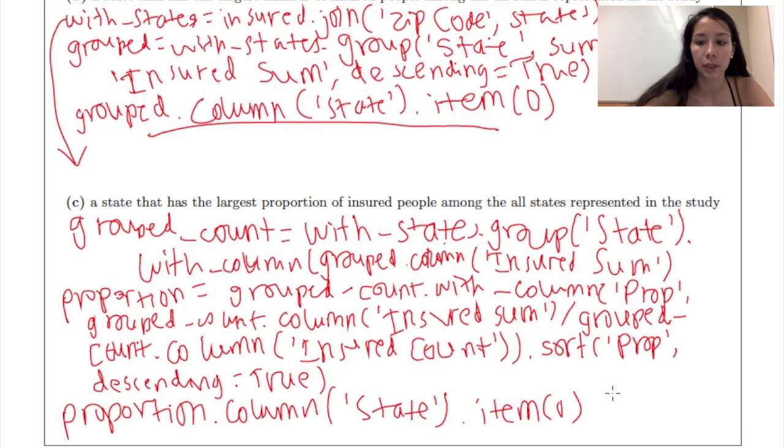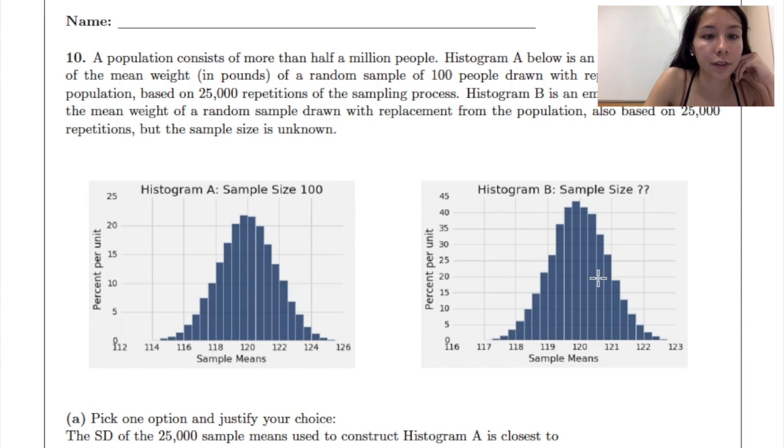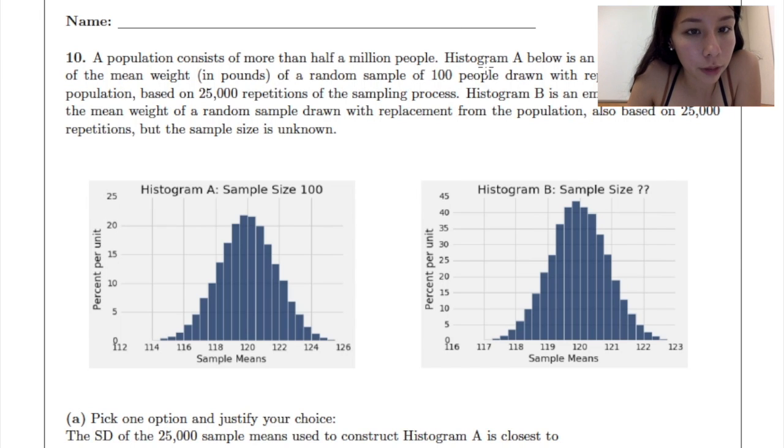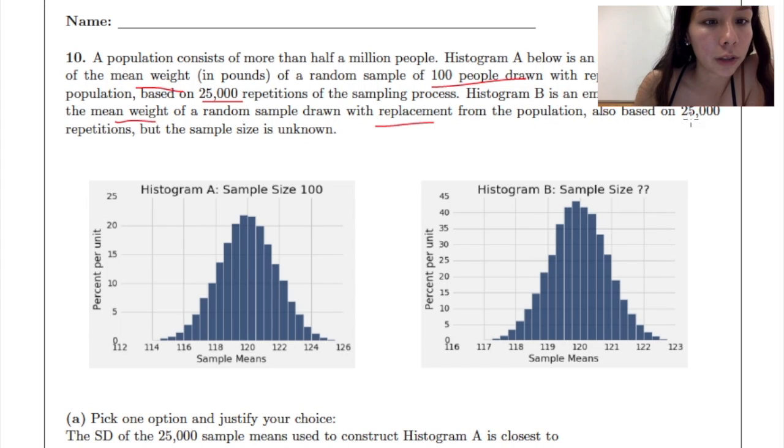Alright, moving on to number 10. Alright, so a population consists of more than 500,000 people. Histogram A is an empirical histogram of the mean weight of a random sample of 100 people drawn with replacement from the population based on 25,000 repetitions of the sampling process. Histogram B is also of the mean weight of a random sample drawn with replacement from the population, also based on 25,000 repetitions, but the sample size is unknown. So in here we have a sample size 100, here we don't know the sample size.